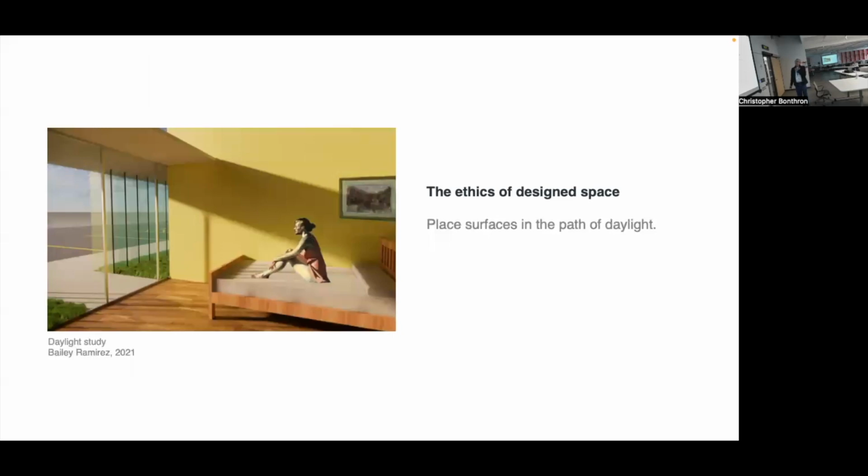So I think that our role, in terms of architecture as an ethical position, is to make space and to put surfaces in the path of daylight, to be able to receive that energy and to let people play upon spaces and to understand the flexibility.